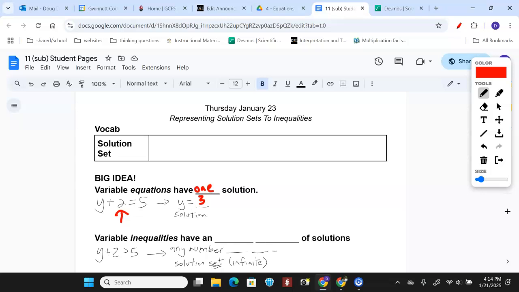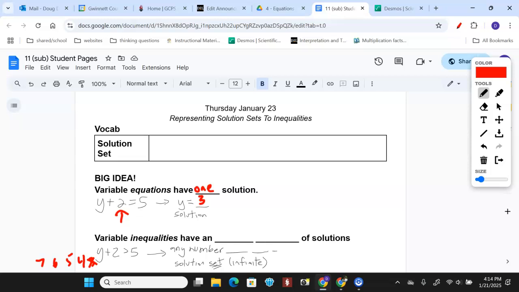Inequalities have a lot of solutions, actually an infinite number of solutions. So we change that equal sign to, say, a greater than sign. The situation is different here. Y plus 2 is greater than 5. Well, what makes that true? Like 3 doesn't quite. That makes them equal. But 4 would work, 5 would work, 6 would work, 7 would work. All those numbers are going to make it more than 5.